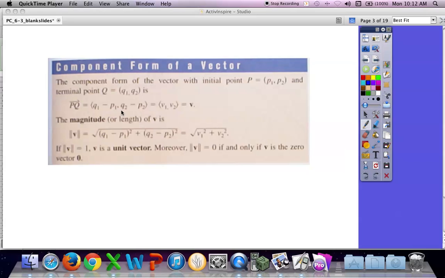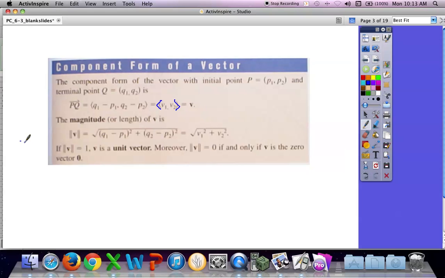If you subtract those, you get what's called a component form, which is the change in x, comma, the change in y. If you're going to call that a vector v, then it'll be v1, comma, v2, the component form of a vector. And the way you know that that is a vector and not an ordered pair is that these are kind of angle brackets there, right? They're not round parentheses, they're angle brackets. That's a vector.